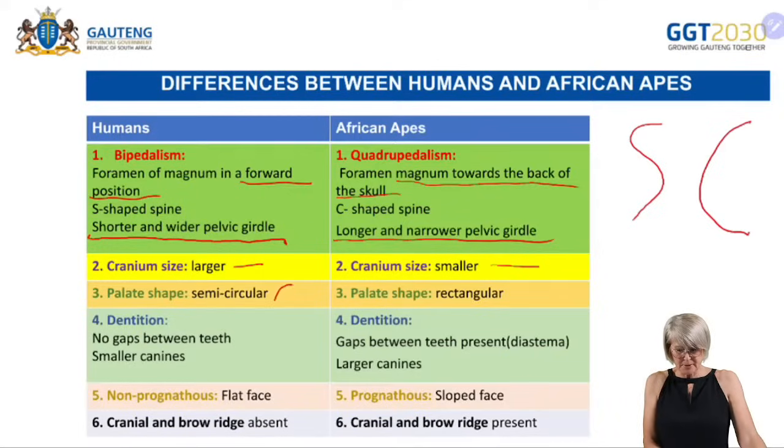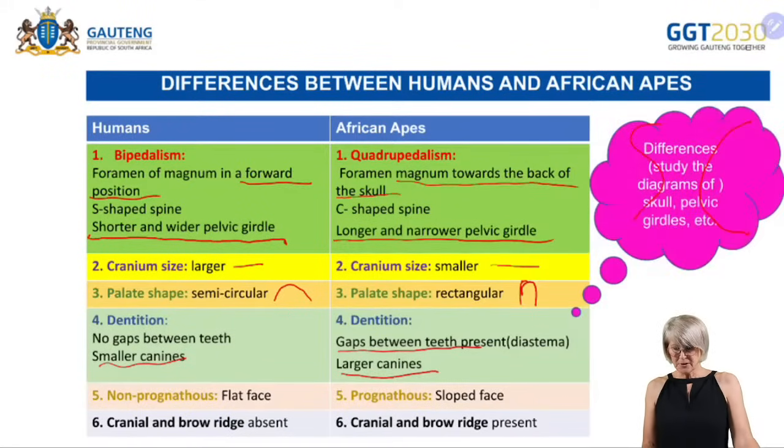Palate shape, this is semicircular, whereas this one is more U-shaped. Dentition, we find small gaps or no gaps between the teeth and much smaller canines, whereas here we have large gaps and very large canines. A flat face, they are non-prognathous, whereas in African apes the face is prognathous. And the cranial and brow ridges in humans are absent, there aren't any, whereas they are quite distinct in African apes.